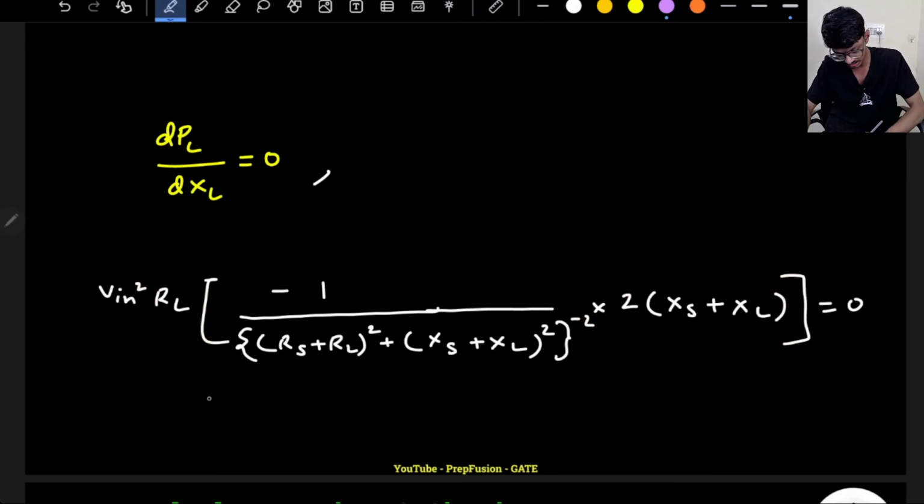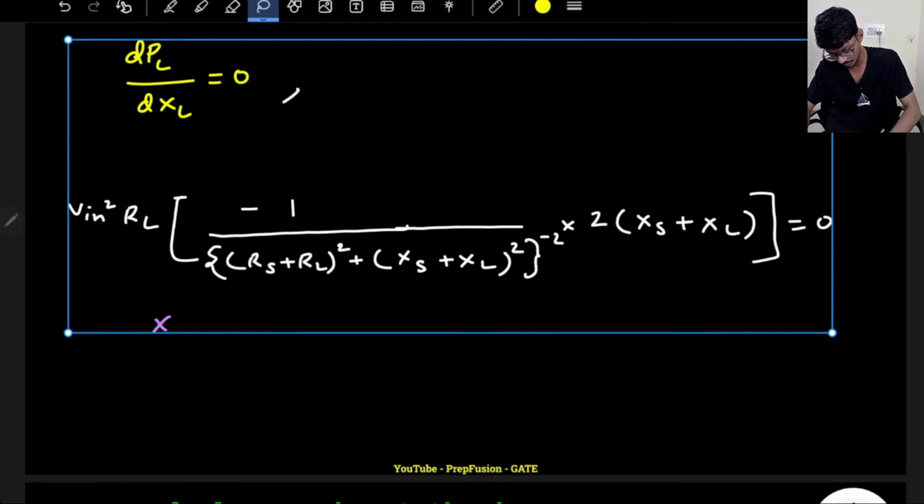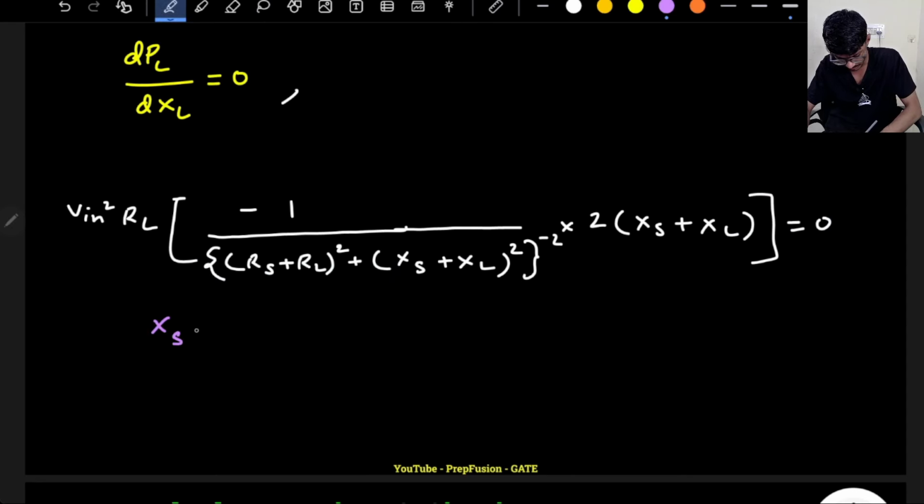So from here we get the first condition. XS plus XL equals to 0. So my XL basically is minus XS. Okay, XL is minus XS. So this is the condition 1. This is not the total condition. This is the condition 1.